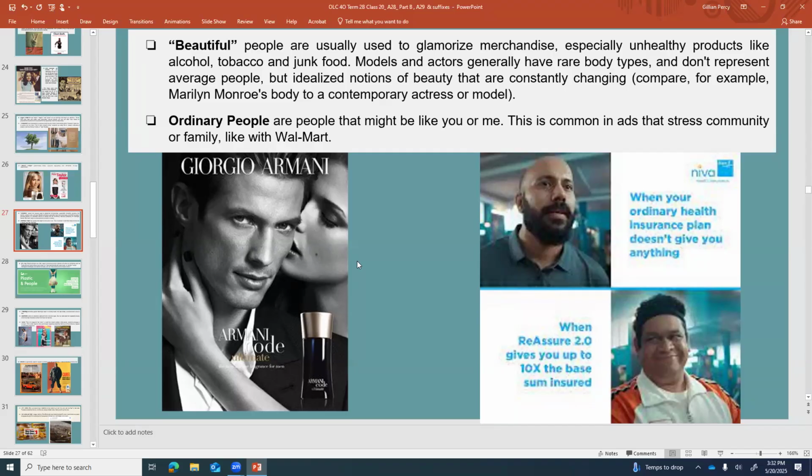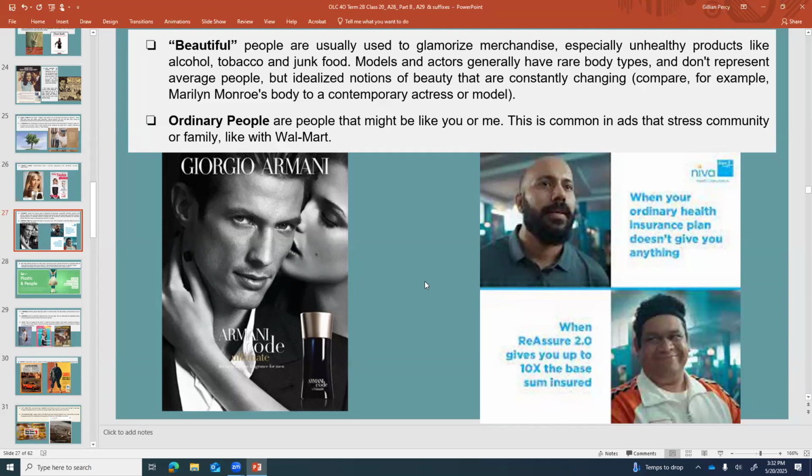The thing is, models and actors generally have very rare body types. If you've ever seen a model in real life, they're usually much taller than ordinary and much skinnier than ordinary, right? They don't necessarily look how they look in their photographs. They don't really represent what average people look like, but idealized notions of beauty that change constantly from decade to decade. If you think about Marilyn Monroe, who was very popular in the 50s and 60s, she looks heavy compared to how we expect actresses to look now, right? And you can see that here, they're trying to sell the perfume.